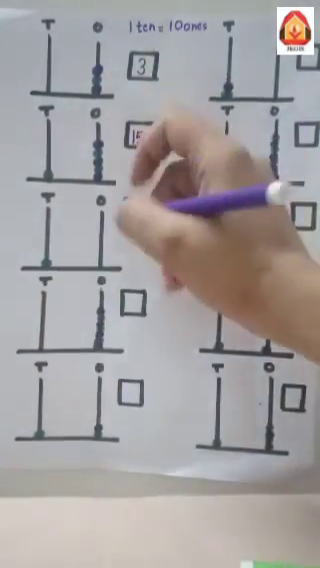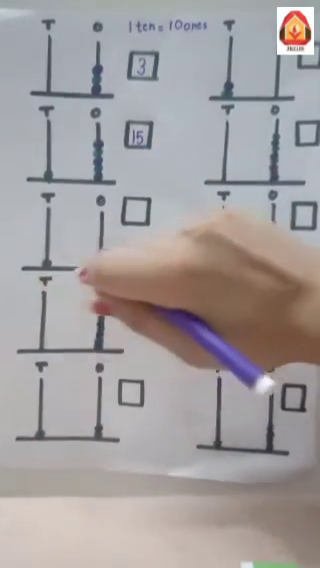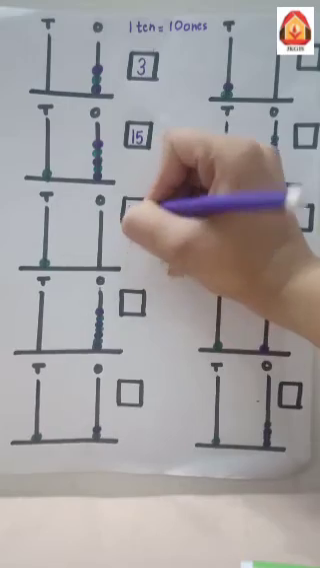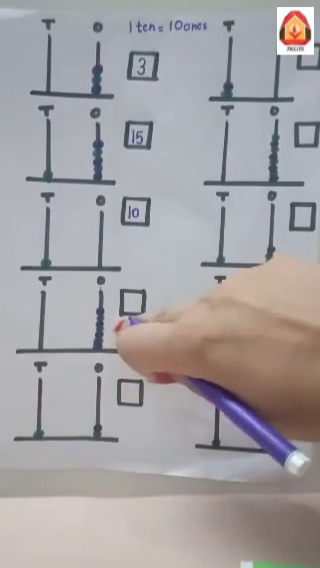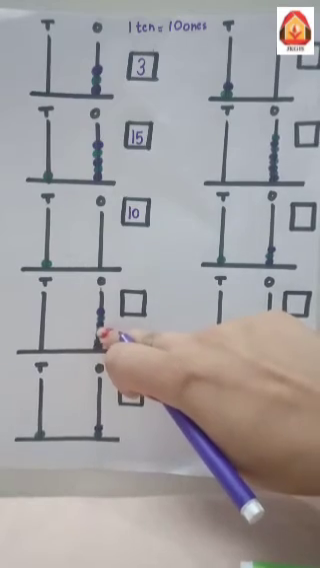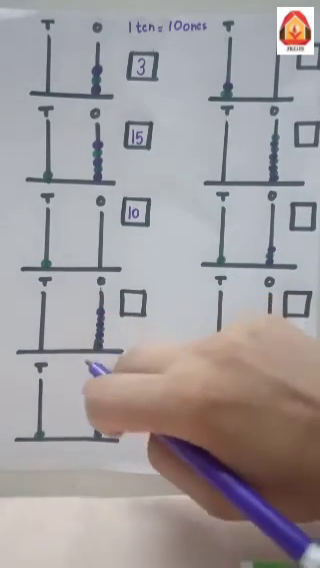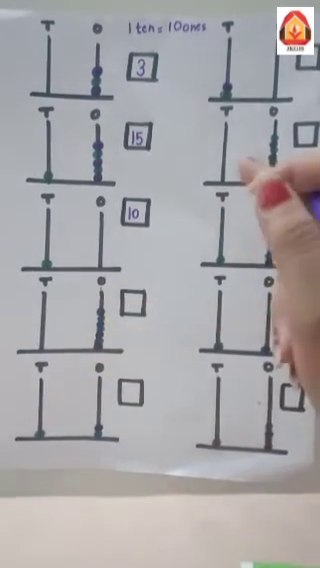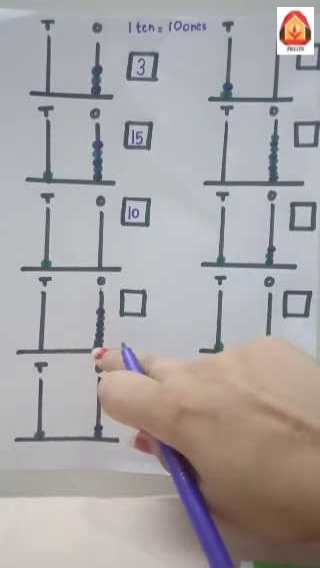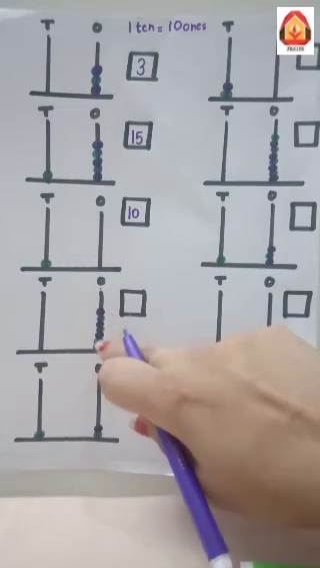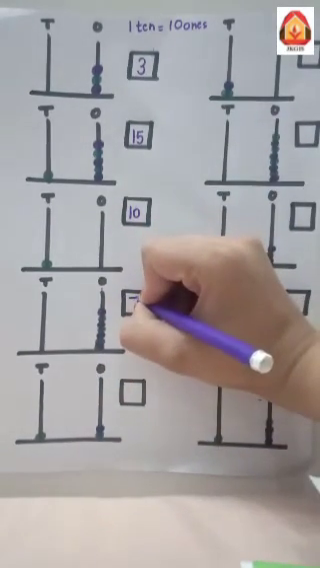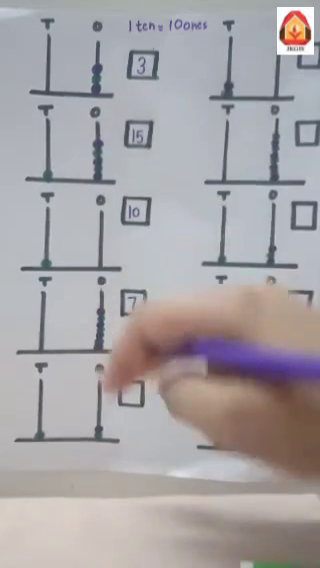Okay kids, same way here in ones place nothing is here and in tens place 1 bead is here. So we will write 1 0, 10. Then next in ones place there are 1, 2, 3, 4, 5, 6, 7 beads and in tens place 0 beads. So what number is here? Here are only 7 ones. So we will write 7.